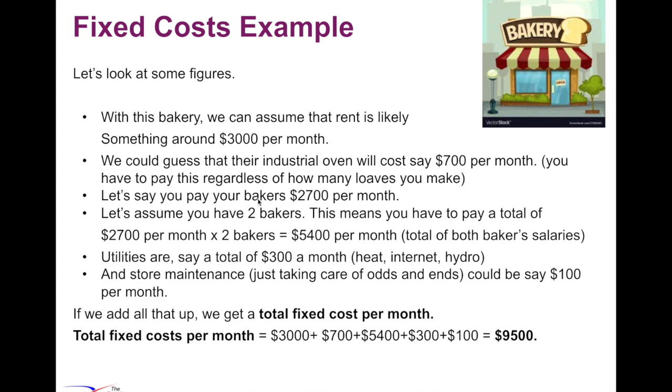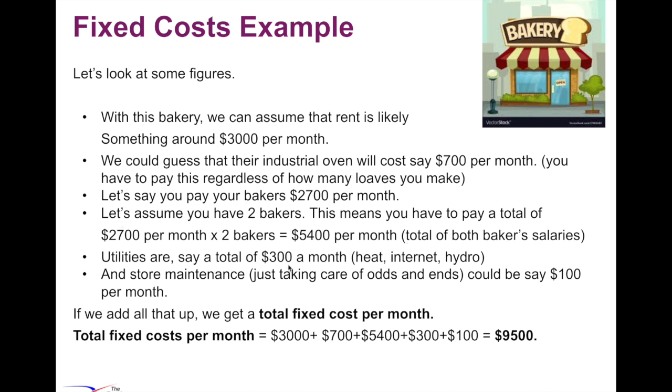Now let's say that you pay your bakers $2,700 a month. And let's assume you have 2 bakers. Which means if you're paying each of them $2,700, then the total amount of salary that you have to pay, excluding your own salary, because the owners don't usually pay themselves a salary, you're paying $5,400 a month.